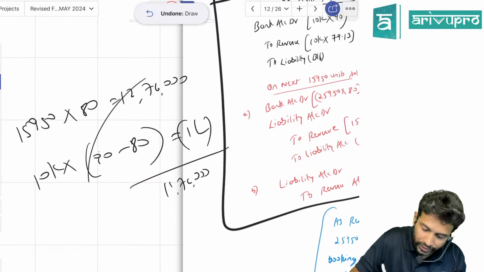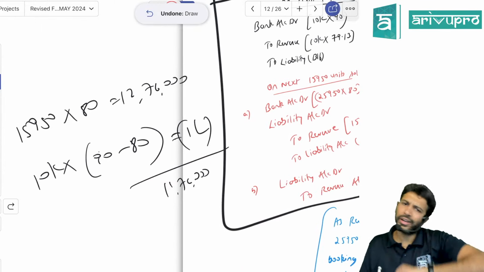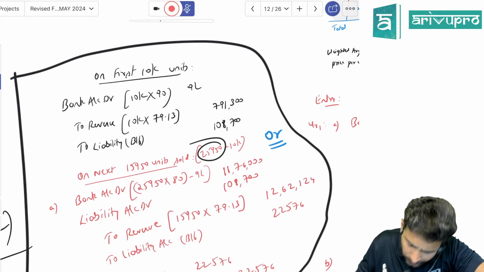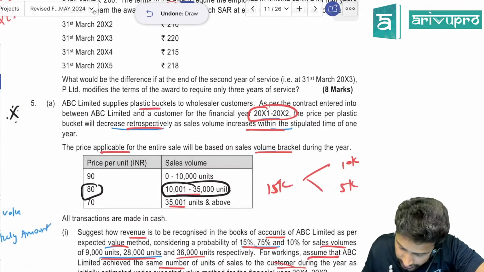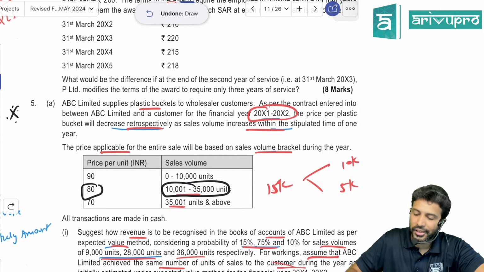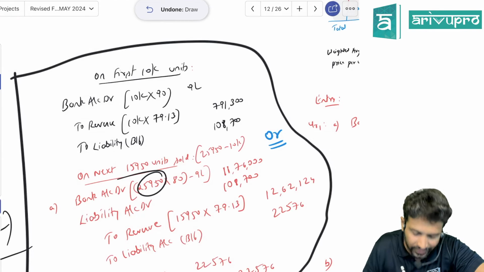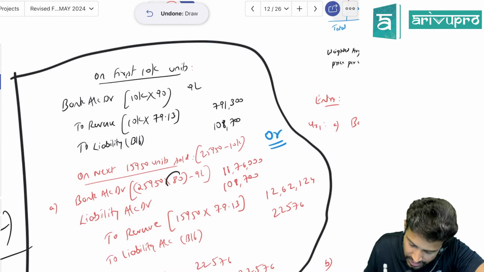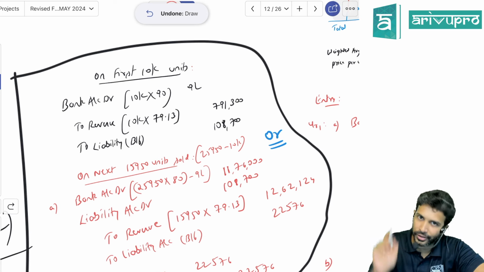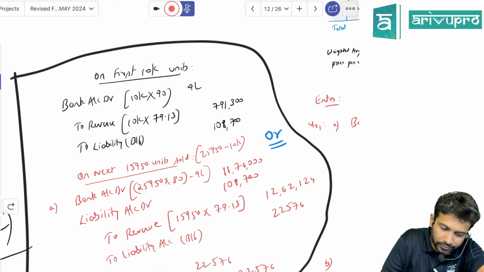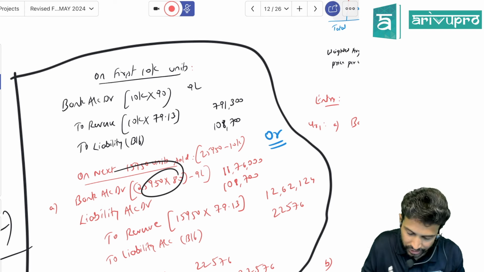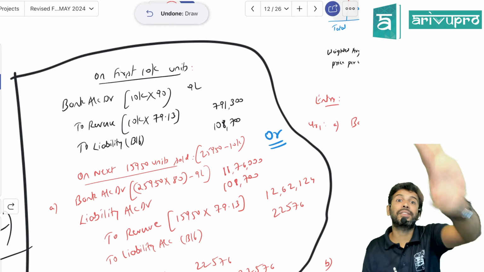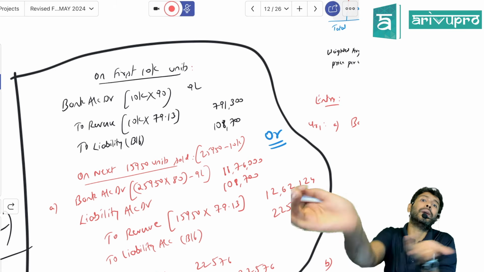So this is one way to do it. Or another way to do it: what is the total number of units? 25,950 units. So all these goods now come in the second category. For the second category, the price is how much? 80. So 25,950 is the total volume he has purchased, and he has to pay 80 rupees. So 25,950 into 80, if you do that, my calculator is showing 20,76,000. Totally he has to pay 20,76,000.